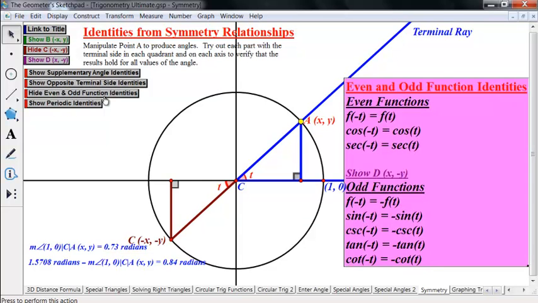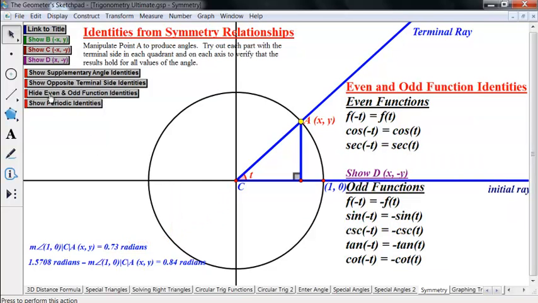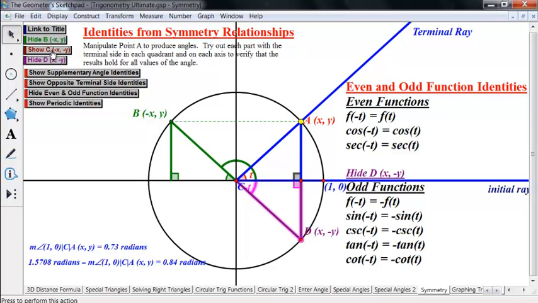Now, we also have a situation here where we're talking about what are called even and odd functions. And this is where you change the sign on the input. Excuse me, I was right to begin with. We want to change the sign on y, which is actually going to change the sign on the angle t.